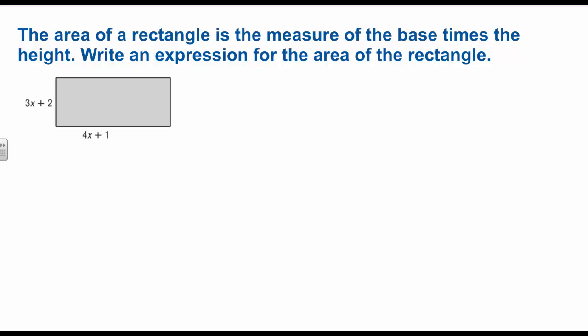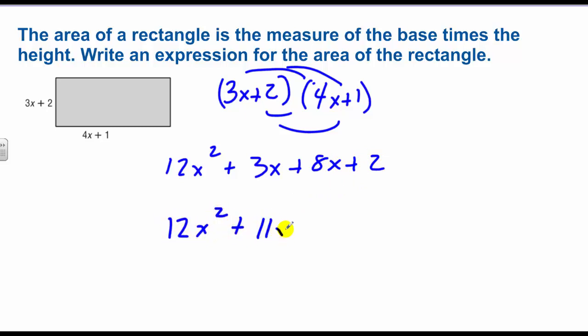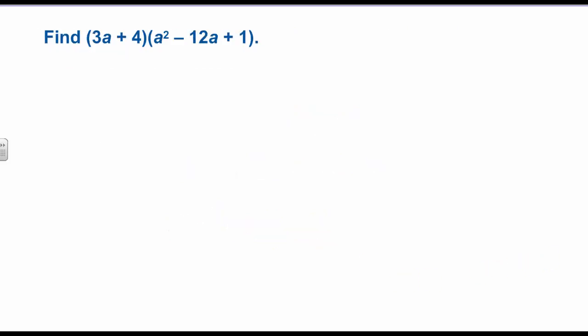So next we're going to look at a little application of this. We want to find the area of the rectangle, and the area means multiplying base times height, or length times width, however you want to describe it. In each case I have a binomial. 3x plus 2 would have to be multiplied by 4x plus 1. I'll FOIL that. Get 12x squared plus 3x plus 8x plus 2. Combine like terms, 12x squared plus 11x plus 2. And that's an expression for the area.